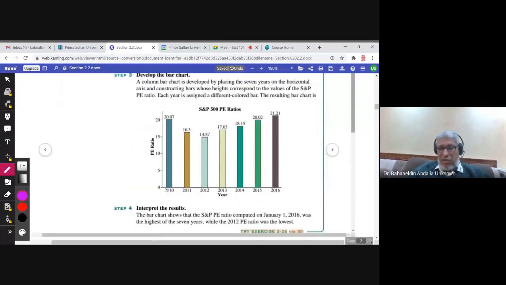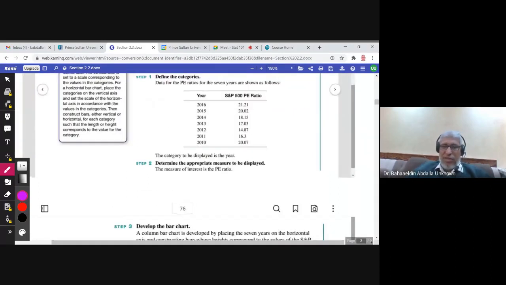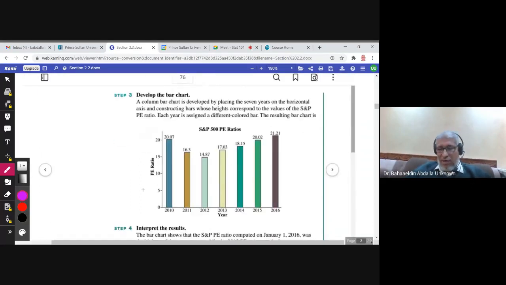We put the years on the X-axis, and for each year, we draw a bar until we reach the corresponding ratio on the Y-axis. So for example, for 2010, we have 20.07. And we divide the Y-axis using a suitable measure, okay? 0, 5, 10, 15, 20. You can use 0, 1, 2, 3, 4. It's up to you, but all of them should be equal. So this is 5, and this is 5, and this is 5.